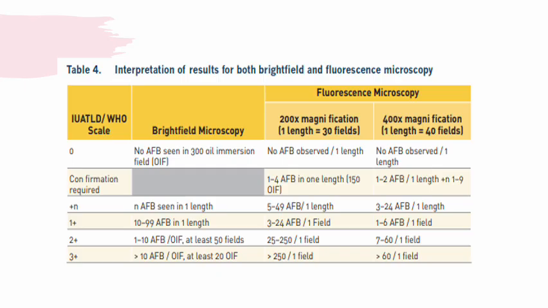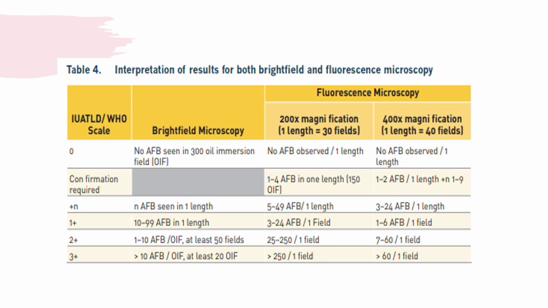Now, how do we interpret the results for both bright field and fluorescence microscope? So after counting the cells, or observing if there are positive AFB, which is color red, in your smear, in your 300 fields, you can now report the numbers you count in your smear. Okay? So this is based on the IUATLD or WHO scale. Now for bright field microscope, when you do not observe any MTB in your process, it is reported as no AFB seen in 300 oil immersion fields.